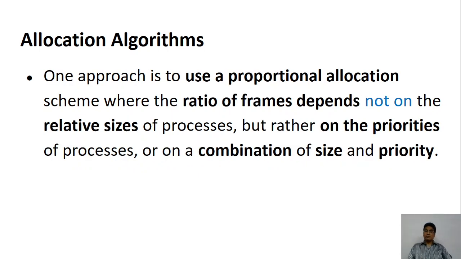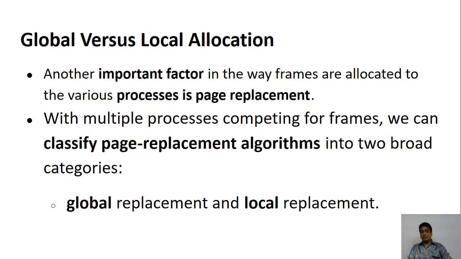Okay, so in your proportionate algorithm, what you can do is, proportionately you can give some priority. You can combine the size along with the priority, some priority factor, and based on that you can allocate the frames.